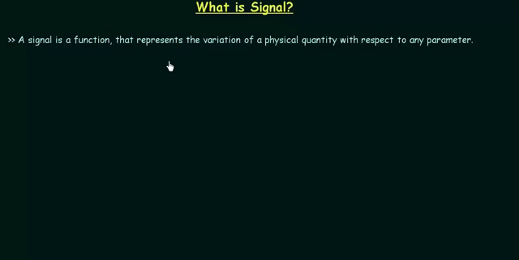A signal is a function that represents the variation of a physical quantity with respect to any parameter. This parameter is the independent quantity, and it is generally time or distance. The function is definitely dependent upon this independent quantity, and I hope you already know about functions from your mathematics course, but we will also see one example that will make this clearer.